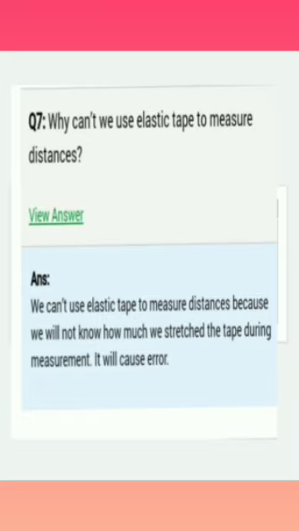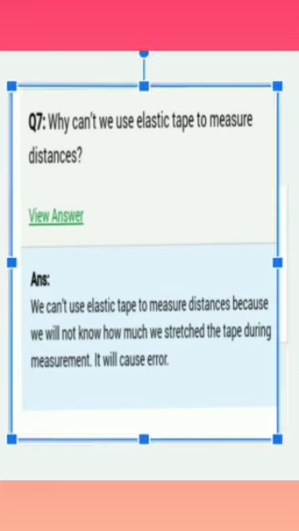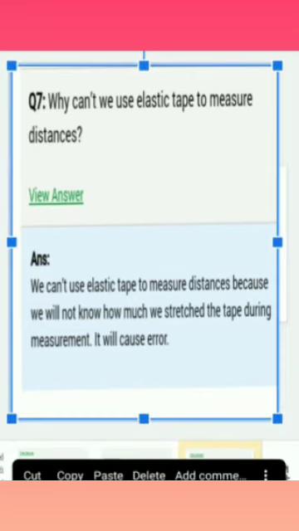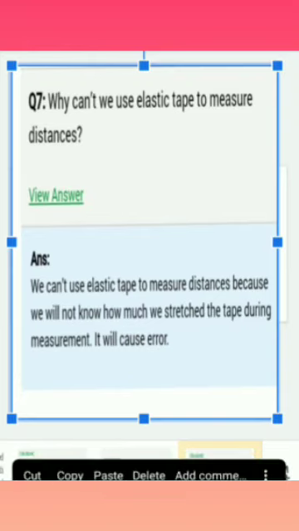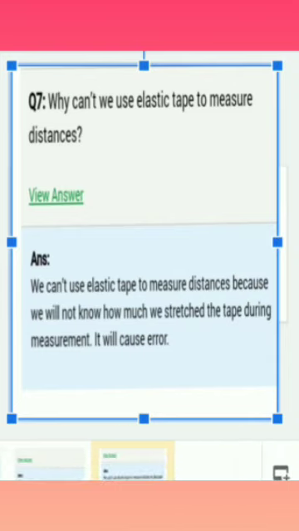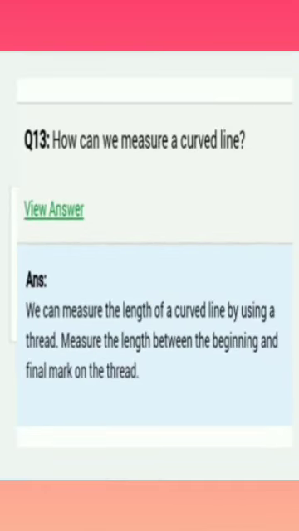Why can't we use elastic tape to measure distance? The measuring tape is made of elastic, so why can't we use it? We can't use elastic tape to measure distance because we will not know how much we stretch the tape during measurement. It will cause error. So we have to avoid elastic tape to measure length.